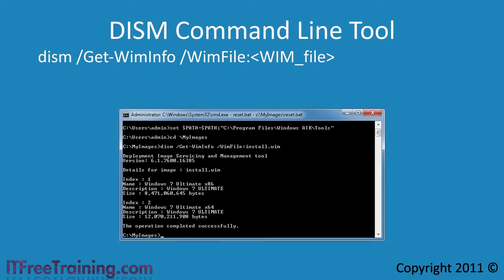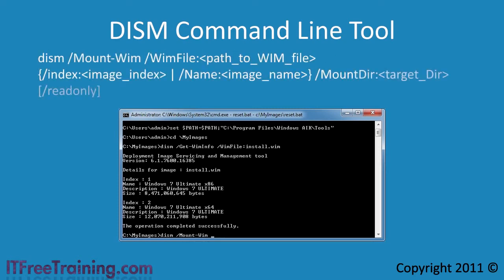Before I can make changes to an image, I need to mount it. To mount the image, I use the switch /mount-wim. Next, I need to enter in the file name of the WIM file, and finally, the index. In this case, I want the 64-bit image, so I will enter in the index number of 2.